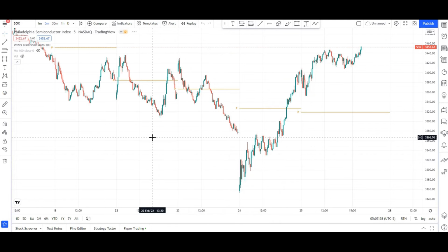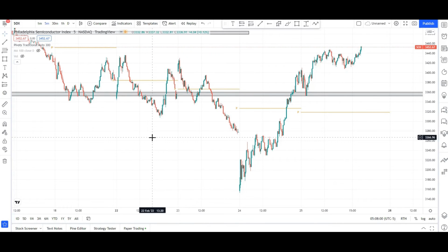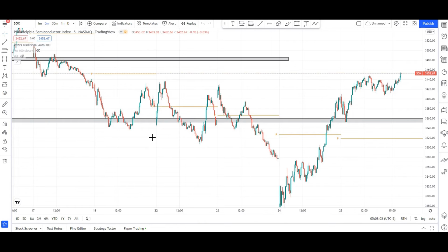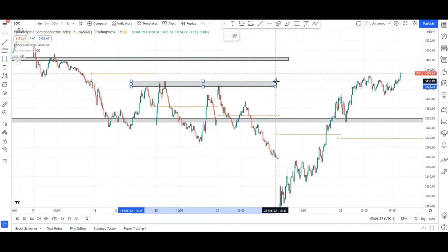Okay guys, in SOX, this is the semiconductors index. You can see here it took support here only. After that it made an M pattern, broke, and came downside. You got a very nice target here also. Once again it tries to take it upside. You can see here once again this is the area where the seller is most dominant. This is the area.